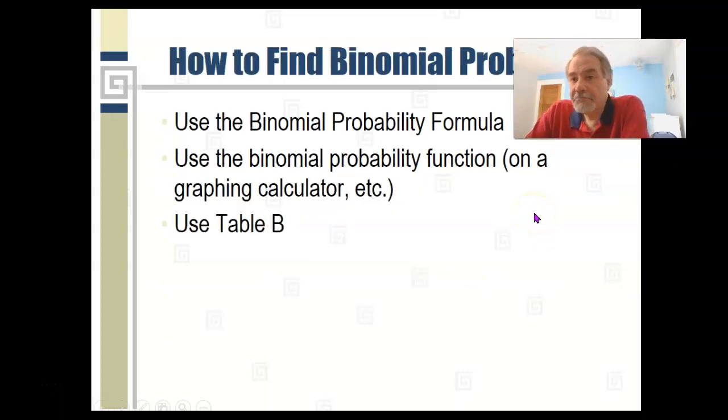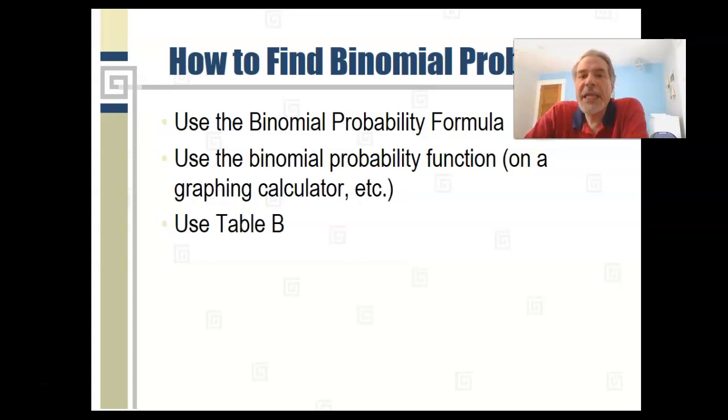How do we do that? Well, we got our choice. There's several different ways we could use. One way is to use the binomial probability formula. So there is a formula that we can plug these numbers into and do the calculations, and it'll spit out what the probability is.